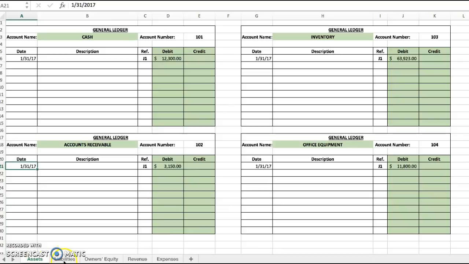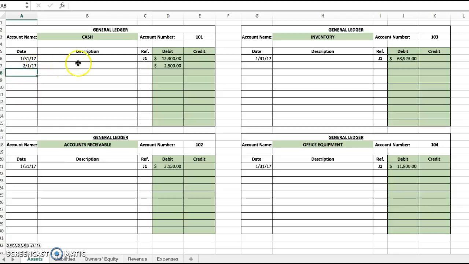Remember these tabs at the bottom: assets, liabilities, owner's equity, revenue, expenses. Those are tabs that will open those kinds of accounts. We begin with the asset account of cash, and that's up here. You see cash account number 101. So the date we will put in is 2/1/17, and it is debited. You see in the journal we have a debit of $2,500. Makes sense. We gained $2,500 in cash that day.